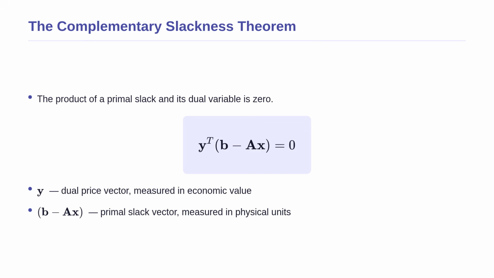This brings us to the mathematical heart of the theorem. Conceptually, this formula comes from the idea that resources only have marginal value if they are acting as bottlenecks. The formula states that the product of a primal slack variable and its corresponding dual variable is always exactly zero. The vector y represents the dual shadow prices measured in dollars per unit, and the term in parentheses is the primal slack vector measured in physical units. If the physical slack increases, meaning more leftover resource, its economic price y must drop to zero.